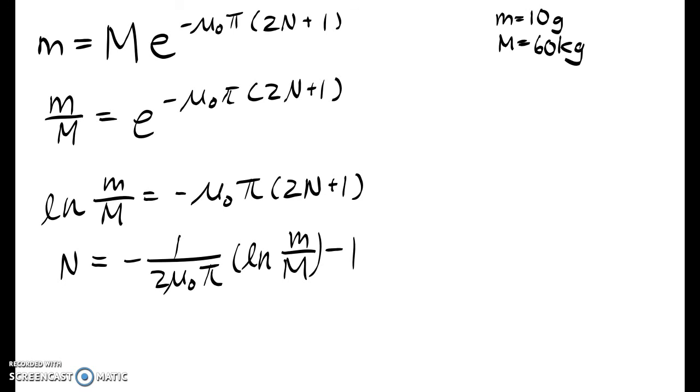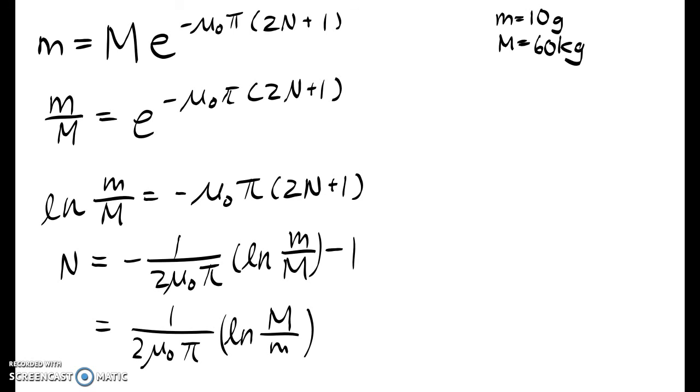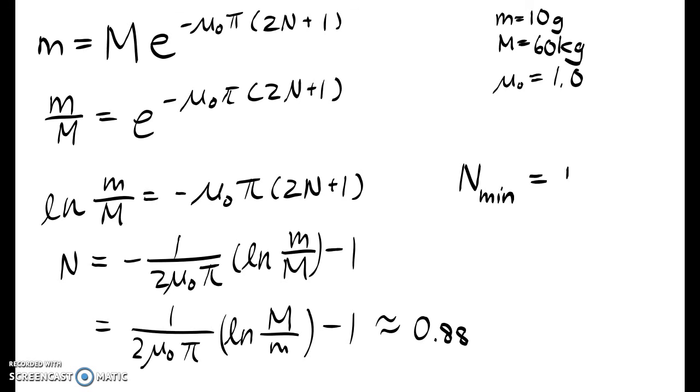Now, the natural log of small m over large M is already going to be negative, so we can also write n as 1/2 mu0 pi times the natural log of large M over small m, minus 1. If we put in our values, knowing that mu0 is equal to 1.0, we find that n is approximately 0.88. Since n is going to be an integer, we require at minimum, in order for the system to be at rest, that n be 1. So we need to wrap the string at least once around the cylinder. And this is our result.